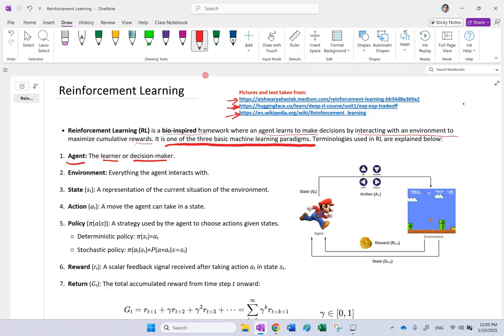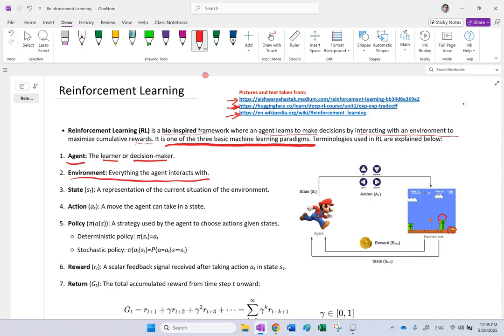That is your agent. Environment is, of course, anything that your agent interacts with. In this case, the Mario world, right? All of those animals and the piranha plants and the gold coins, all of those things are basically what it is interacting with. The fire, the lava, all of those.